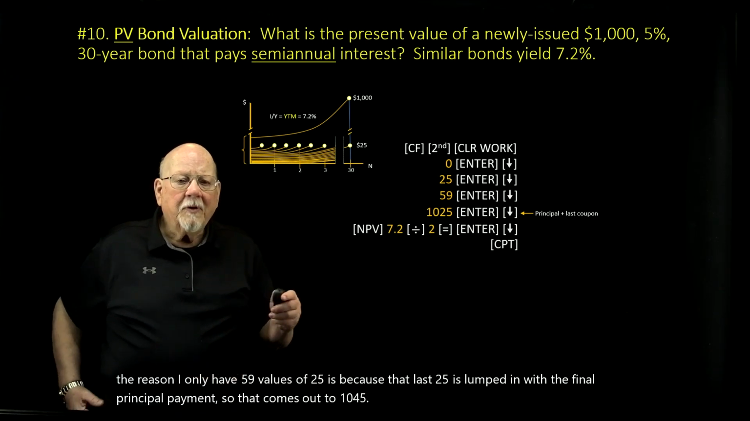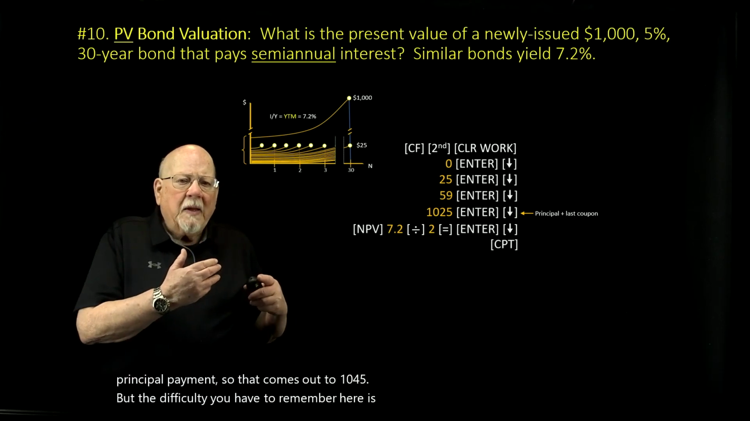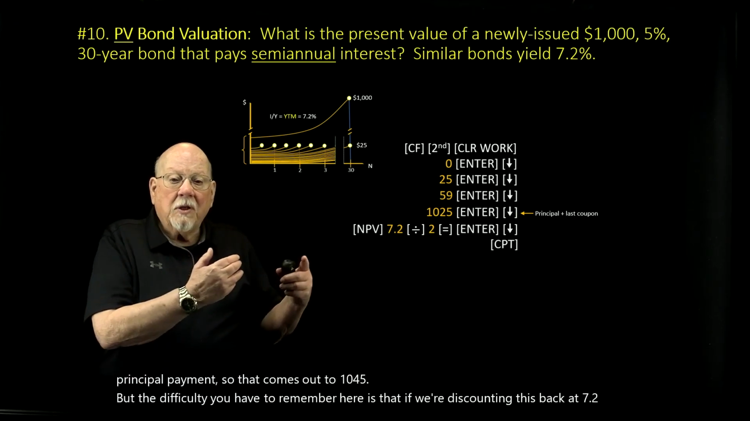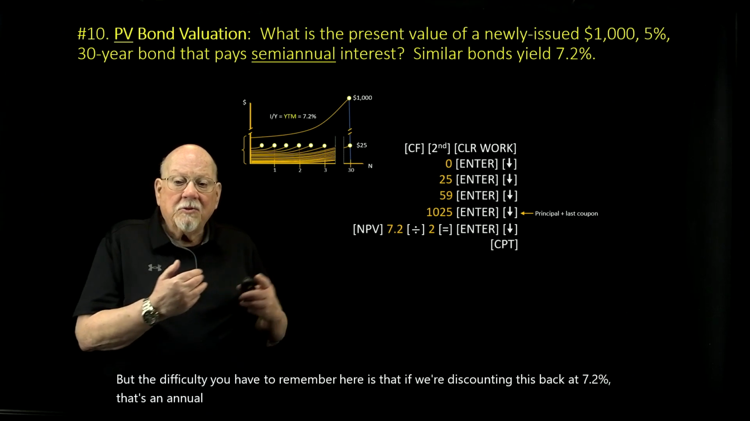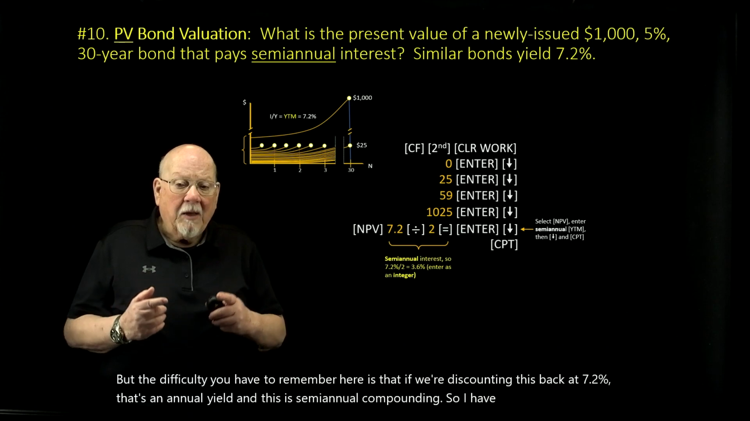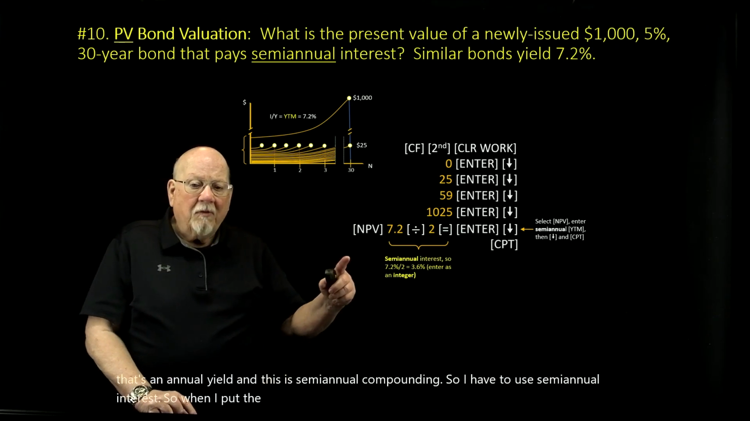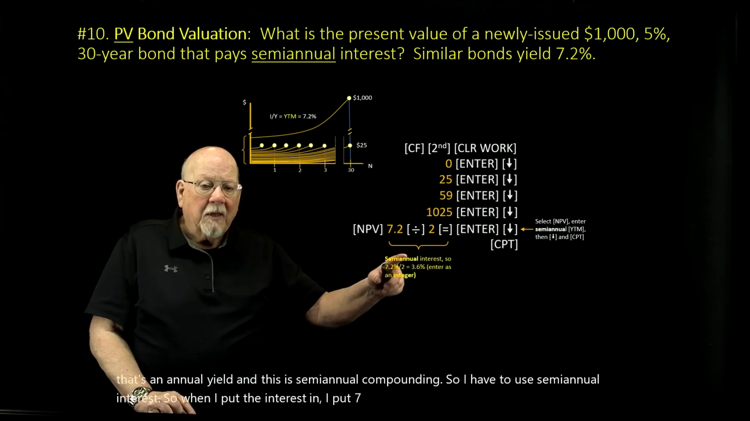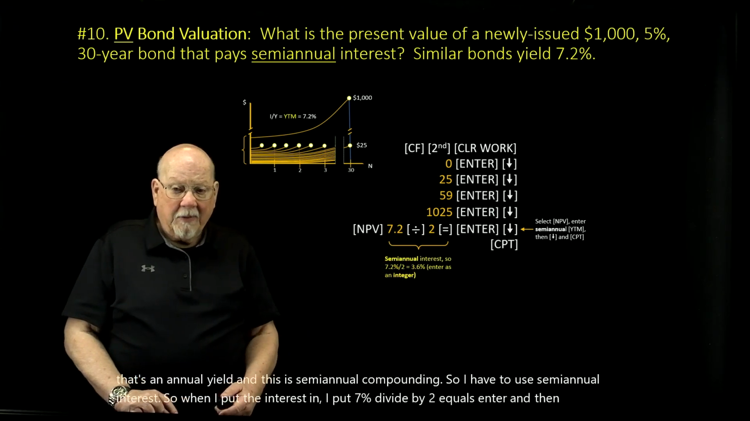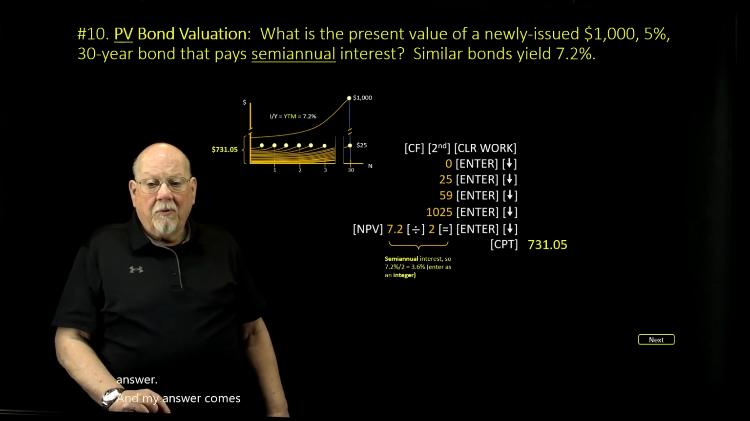But the difficult thing you have to remember here is that if we're discounting this back at 7.2%, that's an annual yield, and this is semi-annual compounding, so I have to use semi-annual interest. So when I put the interest in, I put 7% divided by 2 equals enter, and then I can compute my answer. And my answer comes out to 731.05.